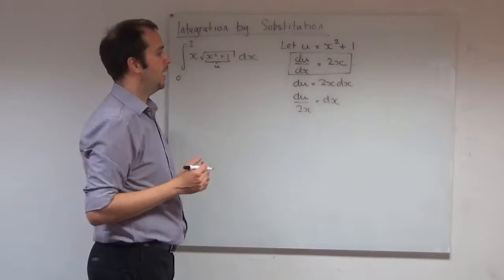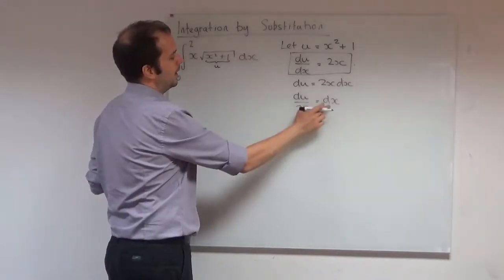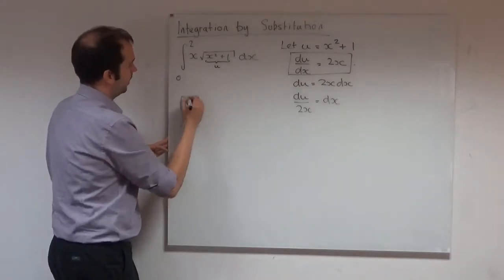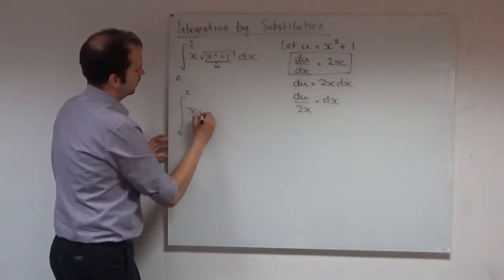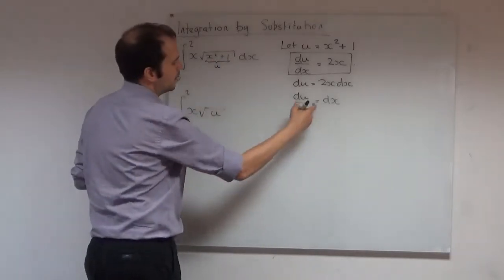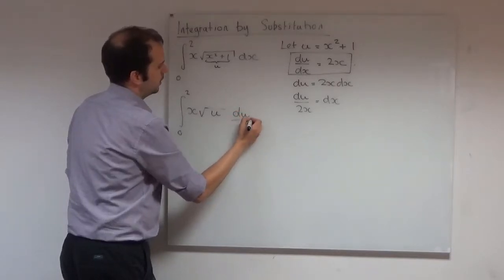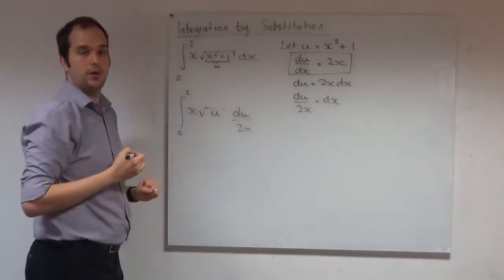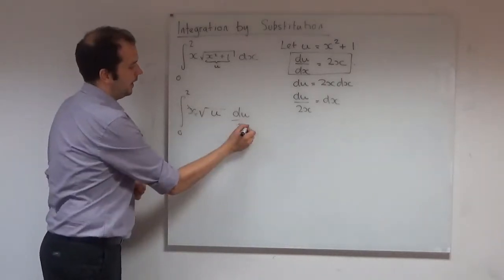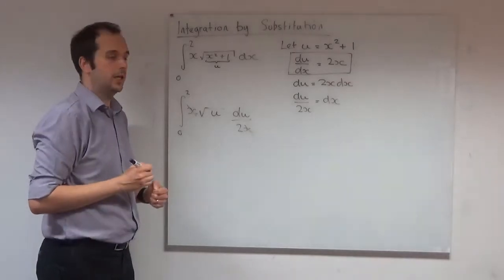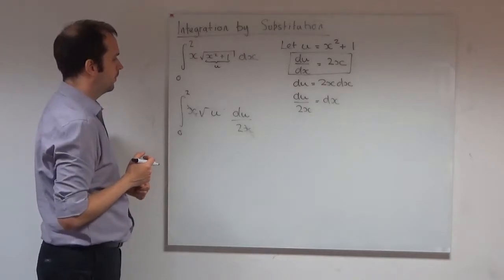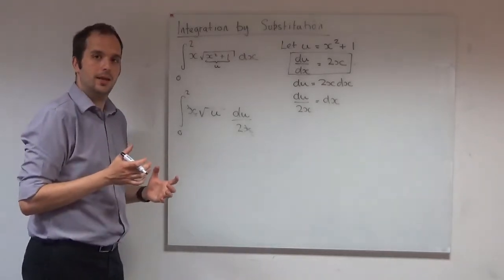So, let's swap in everything we've got. We've replaced our dx now with du over 2x. I've swapped my x squared plus 1 for u. Dx is now du over 2x. Let's see what happens. Well, the x's have cancelled here and here, which is really good. We've got no more x's inside our integral here. But are there any more x's here that we can't see?